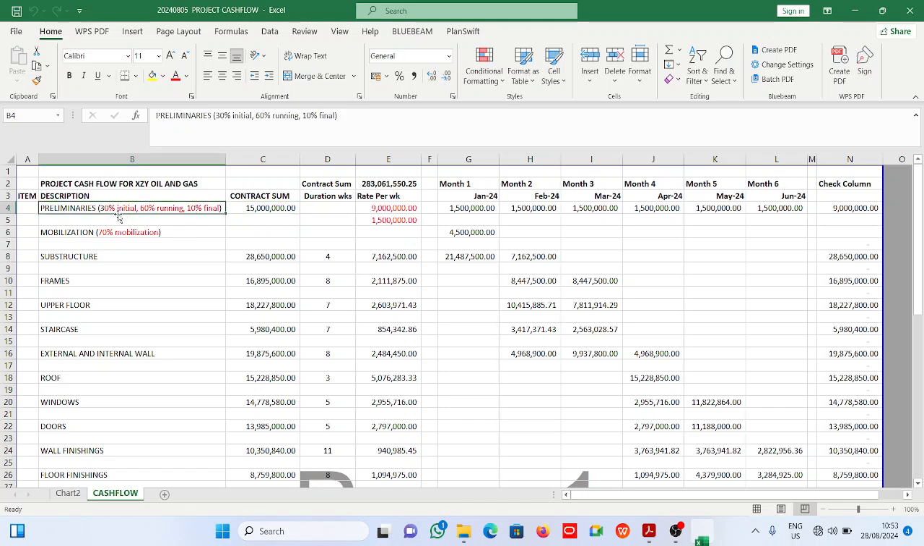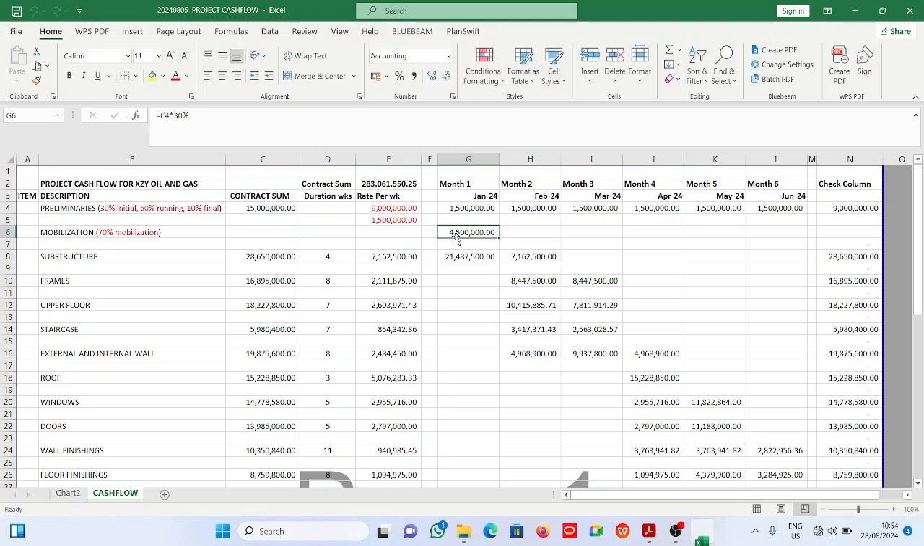Initial is 30%, running is 60%, and the final is 10%. Now let's break it down. 30% of 15 million is 4.5 million.